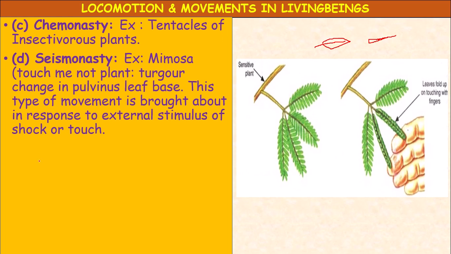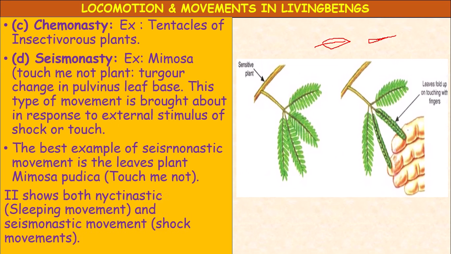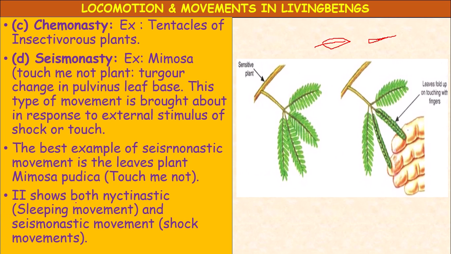This type of movement is brought about in response to an external stimulus of shock or touch. See, the leaves fold up on touching with fingers. Here the sensitive plant is Mimosa pudica, the touch-me-not plant. The best example of the seismonastic movement is the plant Mimosa pudica, the touch-me-not plant. It shows both nyctinastic sleeping movement and seismonastic movement, meaning shock movements.